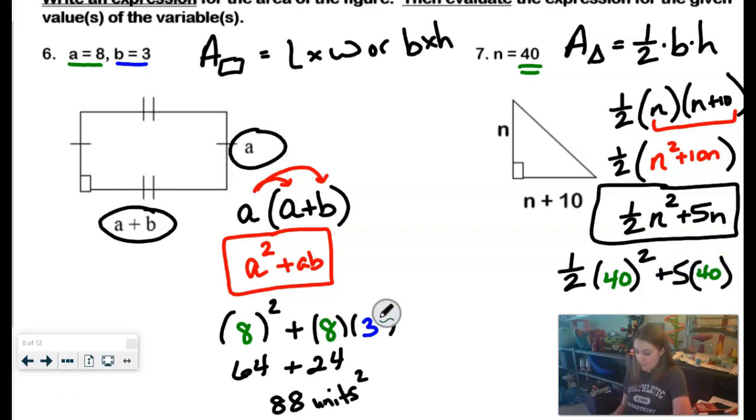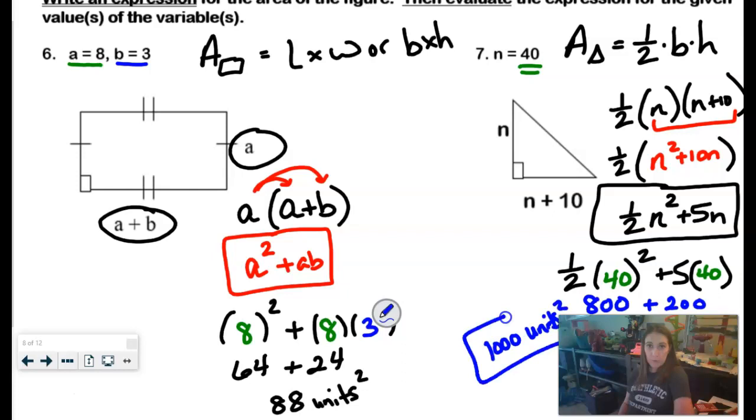Okay, let's see if I'm still on vacation. 40 squared is 1600, and then 1600 cut in half would be 800. And that would be 20 with a 0, so 200. And that would be 1000, right? Units squared. It's really ugly. No, I'm writing on my toy room wall.